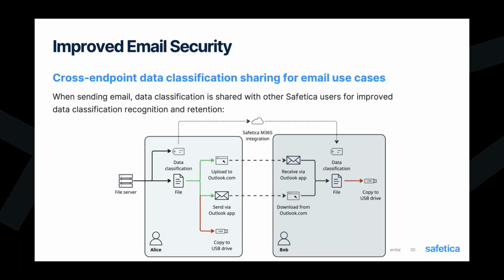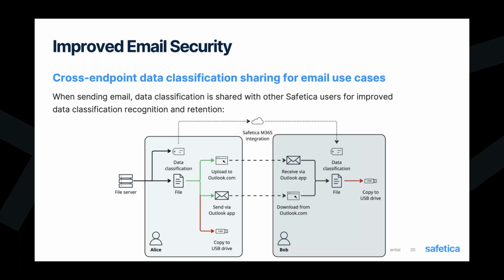And when Alice tries to take this file and copy it to a USB drive, this is blocked because these sensitive files shouldn't go to USB. But Alice can also send this file to a colleague. She can either use the Outlook application or she can go to outlook.com and work in the browser where she uploads the file and sends it to a colleague.